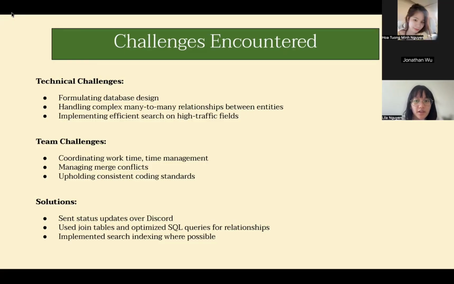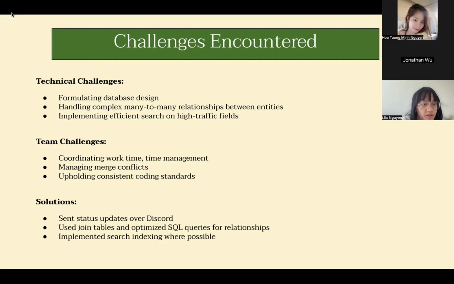Lastly, it was implementing efficient search on high traffic fields. So for us, this was deciding what to perform indexing on. We decided to do this on the high traffic primary keys. That way we could support performance and we don't index on columns that aren't as important, like message tags.